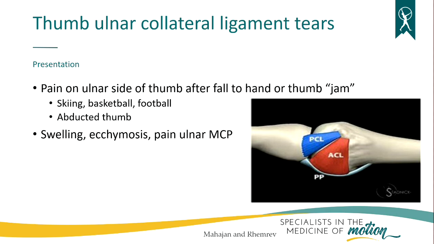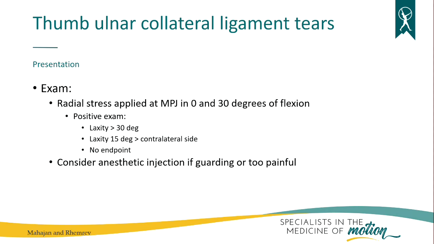Skiers' thumbs will typically present classically with skiing or a fall to the thumb while planting in basketball or football, and it's a thumb abduction injury. The key to this is the clinical exam. We place a radial stress across the MCP joint at 0 and 30 degrees of flexion to get both components of that collateral ligament.